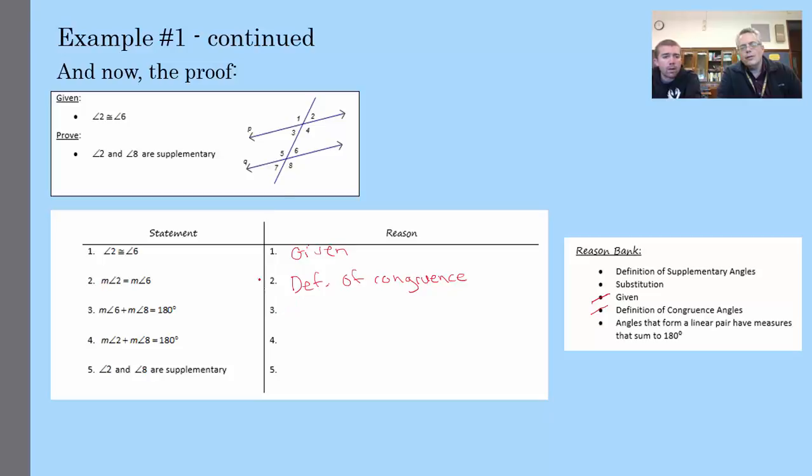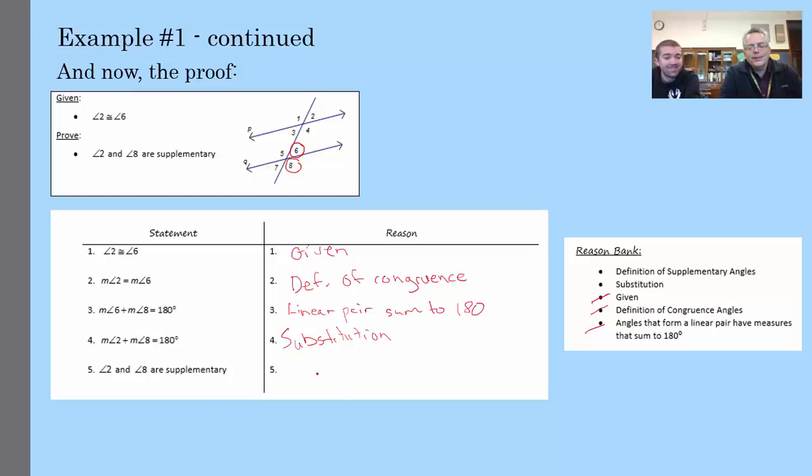Could you mark those two in the figure? Just to remind ourselves, that's where our plan started. Those add up to 180 because they are a linear pair. So, linear pair, sum to 180. Very good. That's in the reason bank. Now, what changed in between 3 and 4? Well, it looks like we put in this 2 for 6. Very good. That's substitution. Like on a team, if you put another player in, you take out Derrick Rose, put in Aaron Brooks. Or, your teacher's gone one day, bring in another teacher, that's substitution.